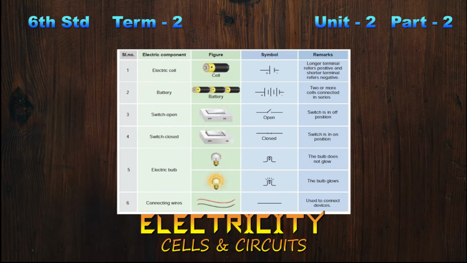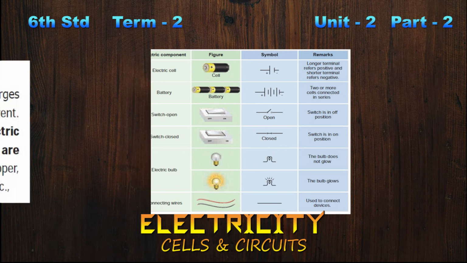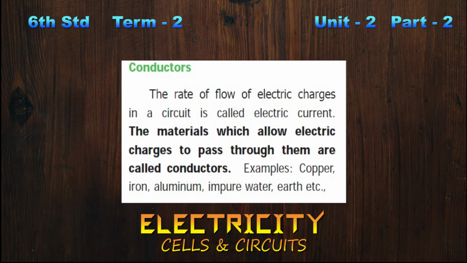Instead of drawing the bulb, wire and battery, we will use a symbol. So in this tabular column, you can find the symbols easily. Symbols of electric components.